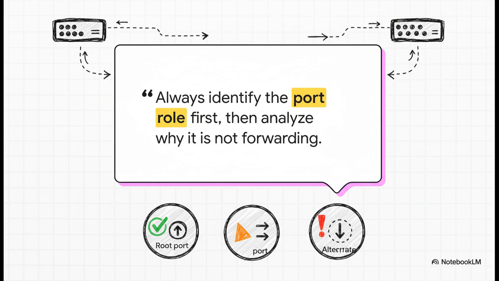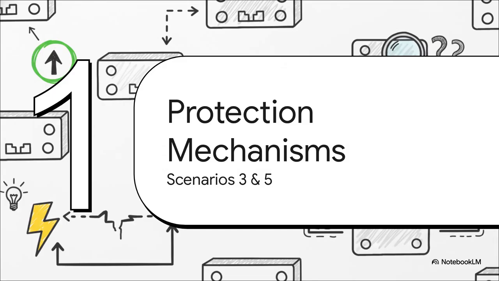That systematic process is the fastest way to solve these kinds of problems. All right, let's talk about those special features that are designed to protect us, but can sometimes create their own brand of trouble if we're not careful. I'm talking about STP's protection mechanisms.